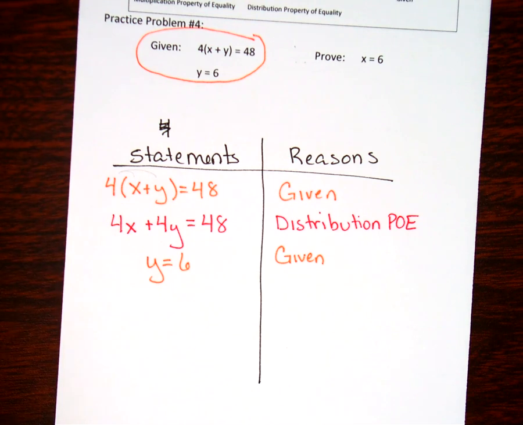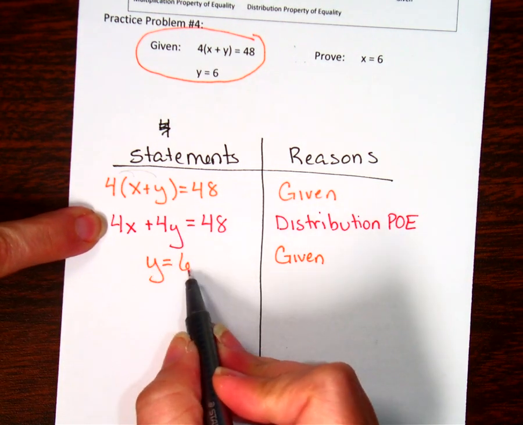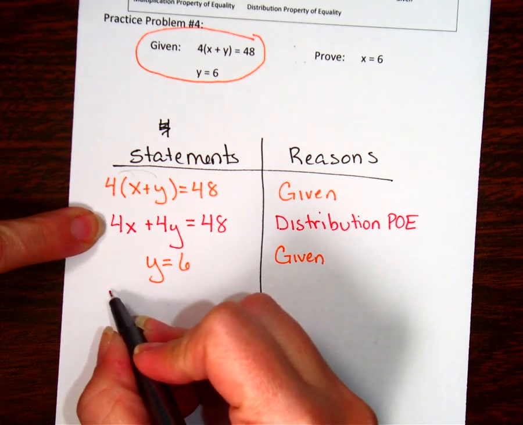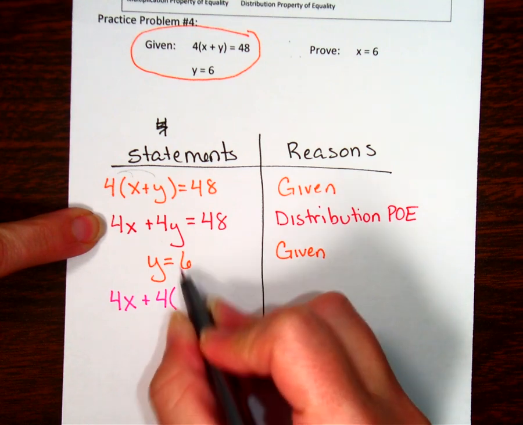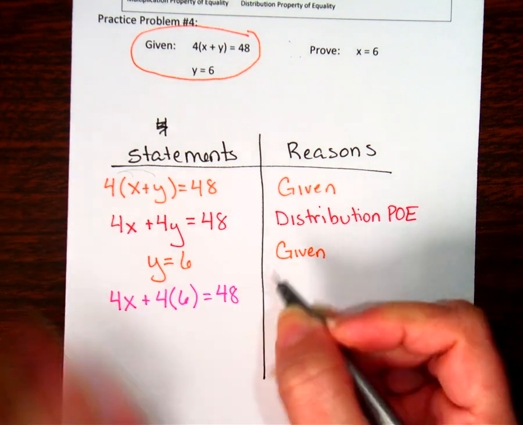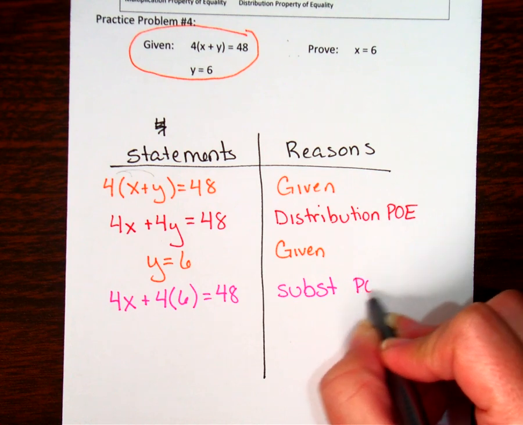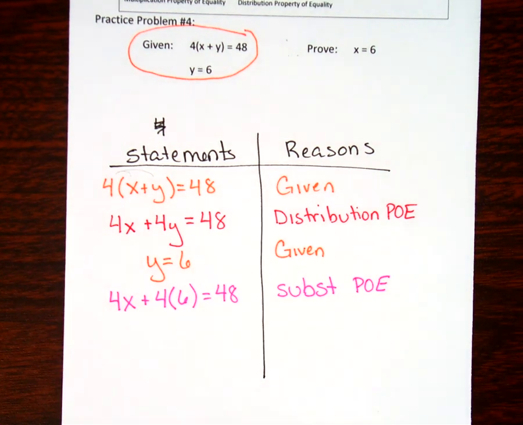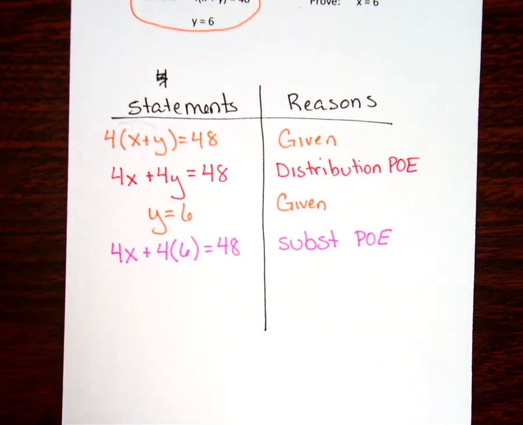Okay, now I'm ready to substitute that in. So I'm going to replace, in my second sentence here, the y with what it equals. It equals 6. So I'm going to do 4x plus 4 times y, which is 6, equals 48. So that was substitution property of equality. Okay? And again, make sure that you don't just put sub, because then I don't know if you mean substitution or if you mean subtraction.